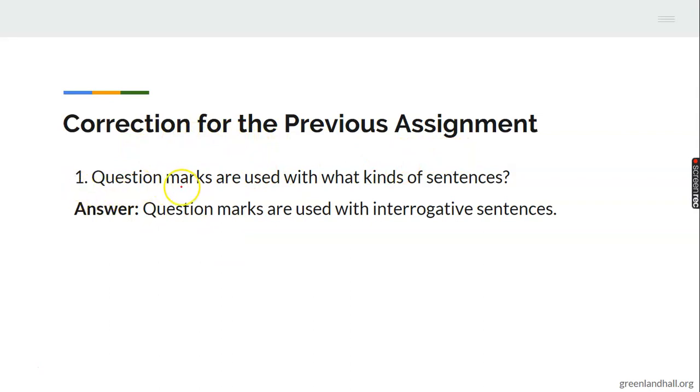The first question on the assignment is, question marks are used with what kind of sentences? And the answer is, question marks are used with interrogative sentences. So you note that down, interrogative sentences.